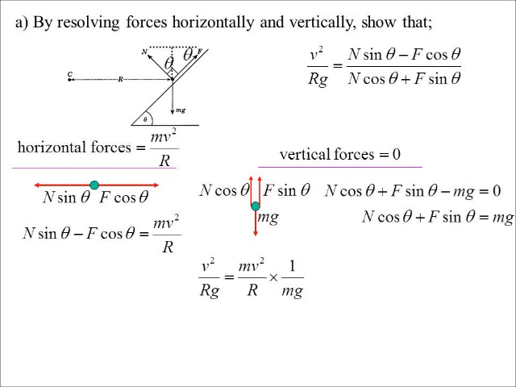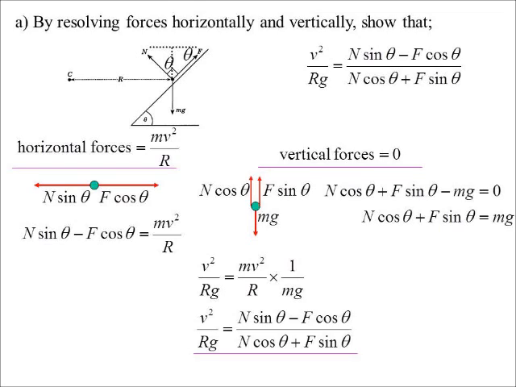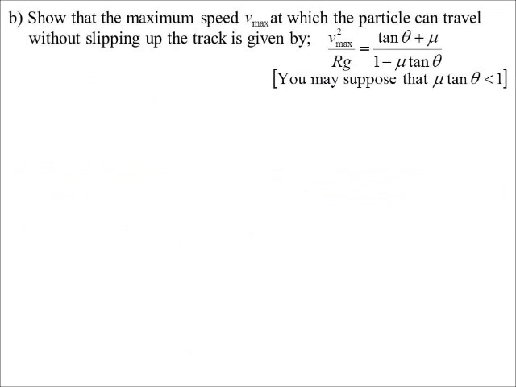Okay, the v squared on rg is mv squared on r times 1 on mg, which means I can just substitute straight in. I suppose it would have made more sense to go, hey, look at what we're trying to prove. n sine theta minus F cos theta. Oh, that's what I've got here. Over n cos theta plus F sine theta. Oh, look, that's what I've got here. So, well, I know that that fraction is equal to it, so sort of like the reverse of what I actually did. Probably would have been more logical to go that way. But either way, you prove that v squared on rg is that lovely expression. Okay.